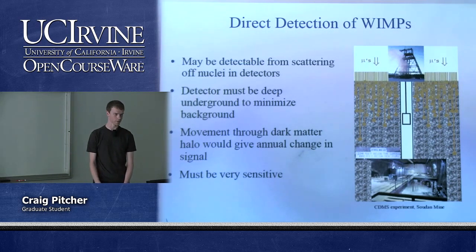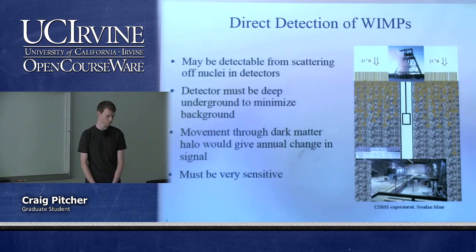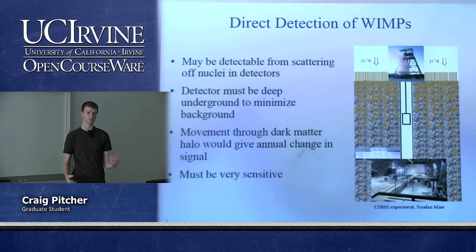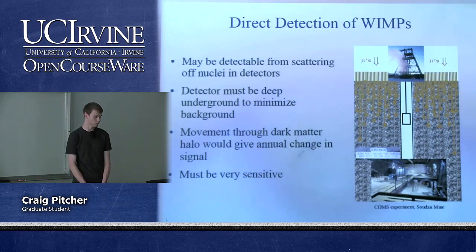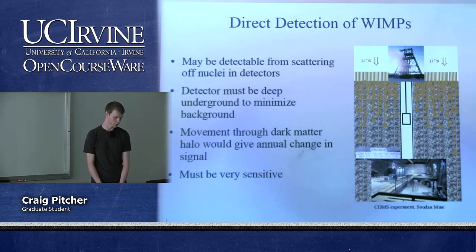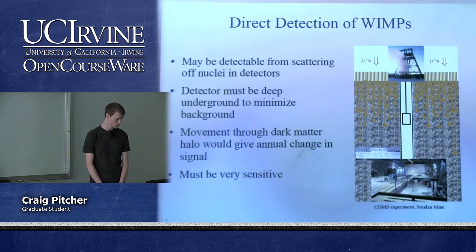There are 2 different types of ways to detect WIMPs, directly or indirectly. From direct detection, we're basically looking for the collision of WIMPs with ordinary matter in the lab, like nuclear scattering. In order to minimize background, the detectors are buried very deep underground. In this picture, we have the Soudan mine in Minnesota. I don't know if you can tell, I think it says 2,341 feet underground. And I think this is a CDMS experiment.